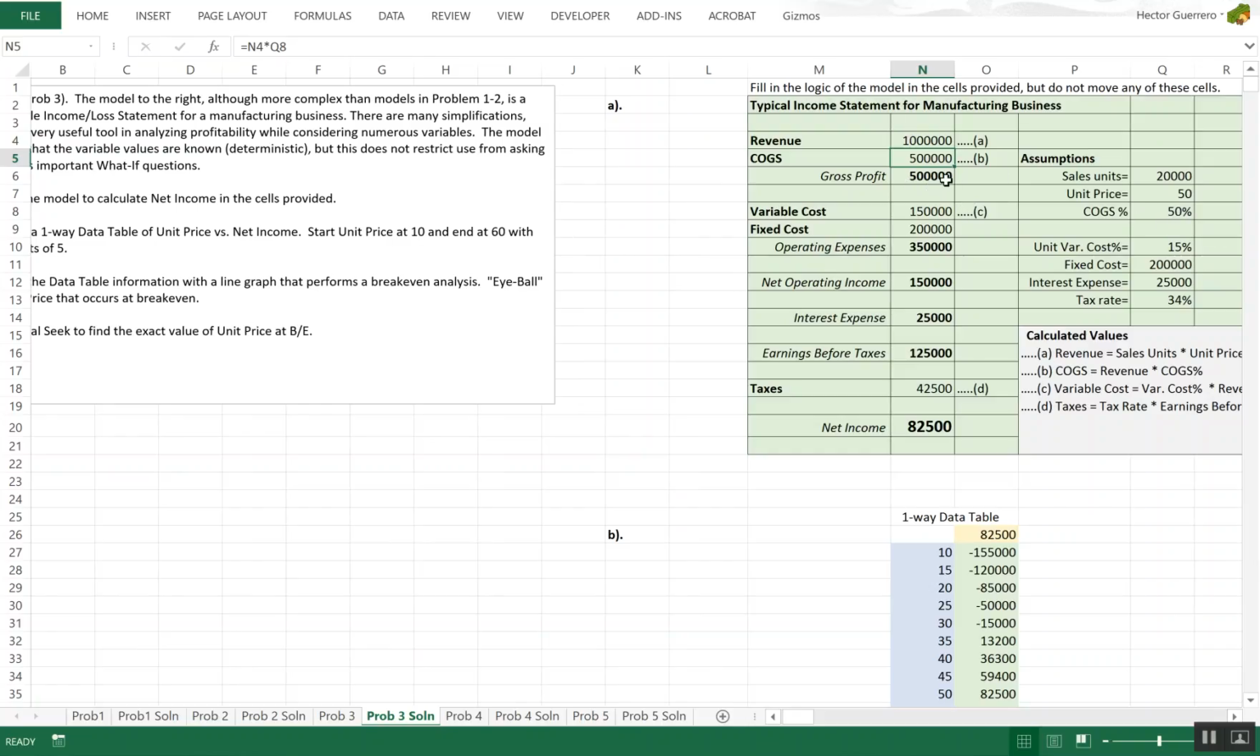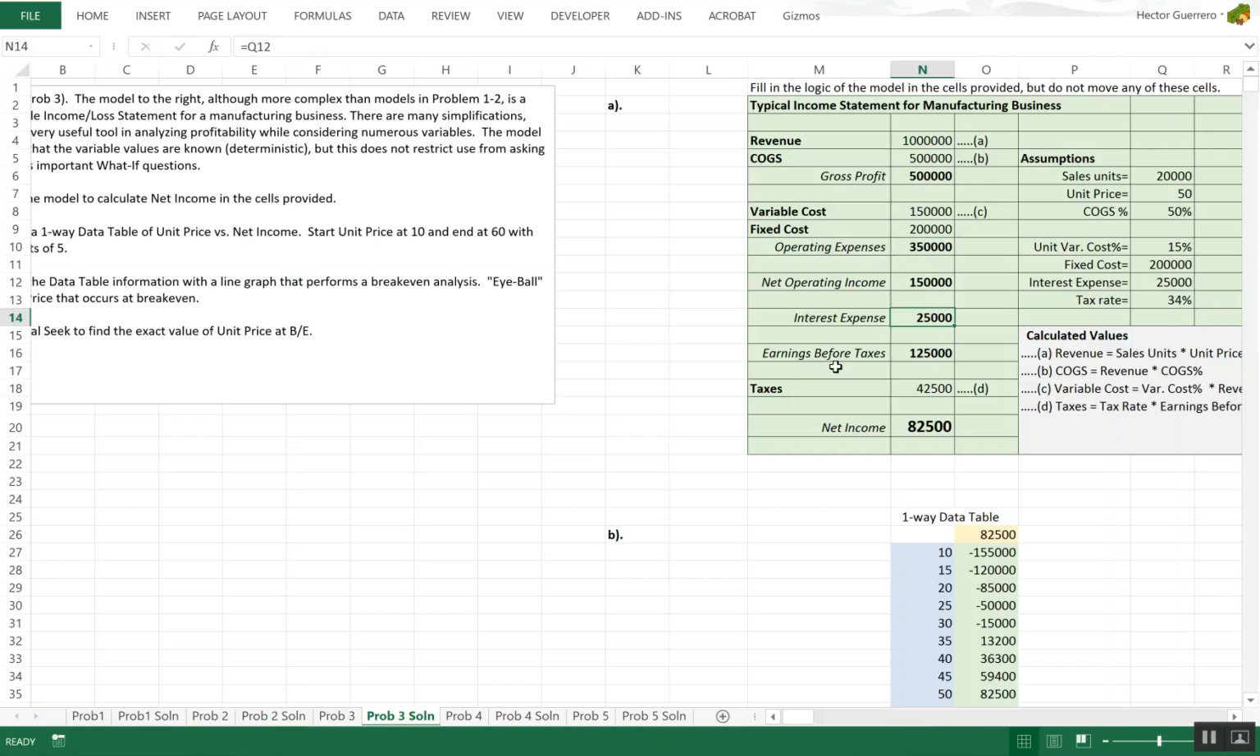Our gross profit then is the difference between those two. Variable cost is also a percentage, this time 15% of revenue. Fixed cost is a constant value. We can then calculate our operating expenses, subtract our operating expenses from gross profit. We get net operating income. Interest expense is a given value, 25,000.